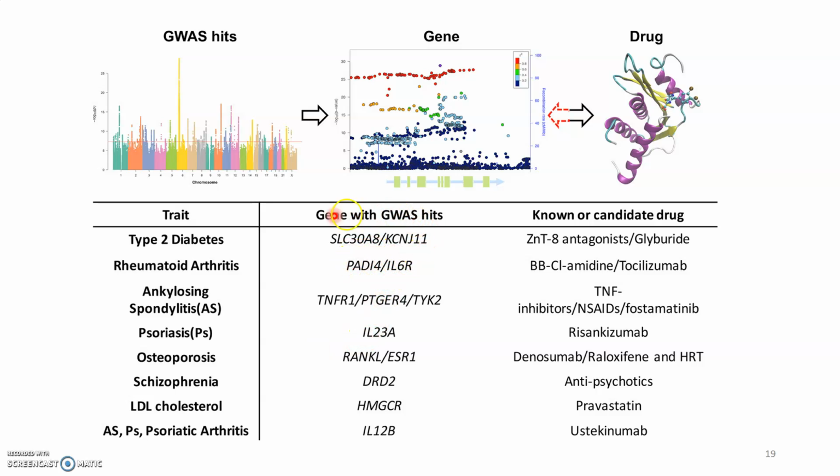And so here are a few of the GWAS hits that were identified and some of the known or candidate drugs that were able to be developed because of those GWAS discoveries. And so you see that we have had some success in actually developing these treatments for these complex disorders based on the genes that we found from these underlying GWAS.